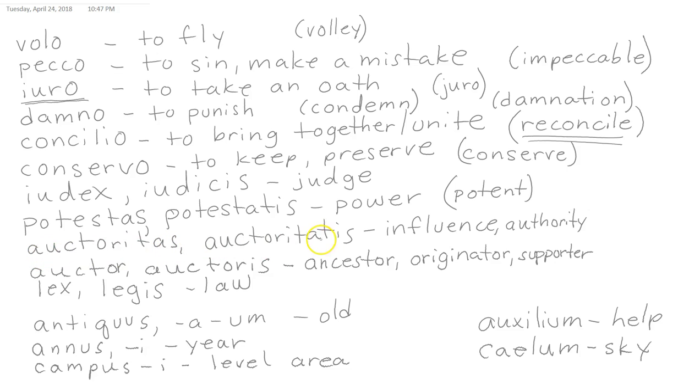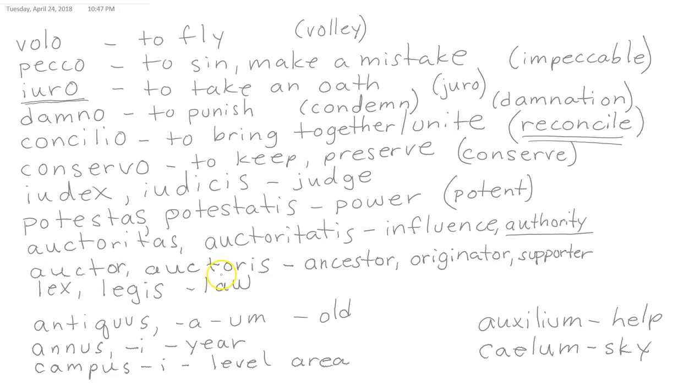Auctoritas, auctoritatis, influence or authority. And you can really see authority in auctoritas, auctoritatis, authority. That K turns into a th to get authority or influence.